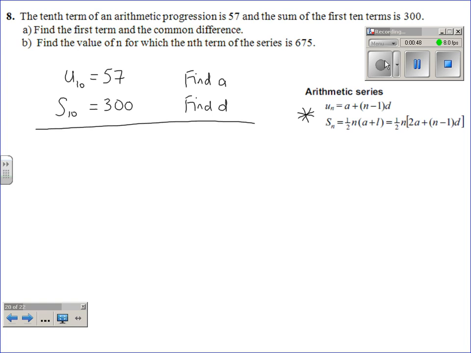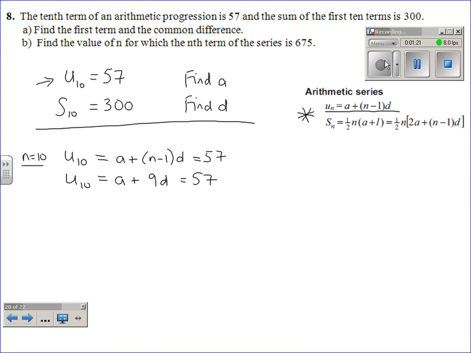For this bit here, if we look here, this n is 10. So we've got u of 10 equals, I'm going to just rewrite this formula here, a plus (n minus 1) times d. The first term we don't know, we're obviously finding that. n is 10, so 10 minus 1 is 9, plus 9d. And this here, we've been told this is 57. Okay, so we've got one equation there.